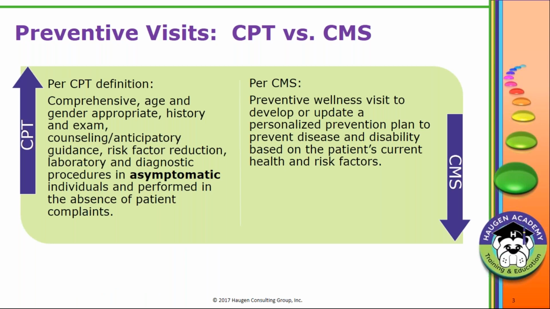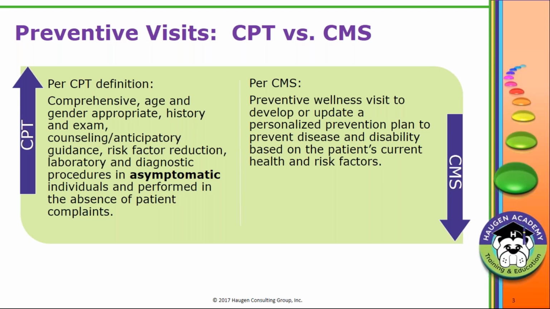So a quick rundown. The CPT definition of a preventive visit is a comprehensive age and gender appropriate history and exam. It includes counseling, anticipatory guidance, risk factor reduction, and then ordering of laboratory and diagnostic procedures. And this is going to be for an asymptomatic individual. So that's a key part of this definition. It should be for an asymptomatic individual, performed in the absence of patient complaints. So if you think back to what I just said, when the patient starts bringing up complaints, that's when it gets outside of the definition of this preventive visit.